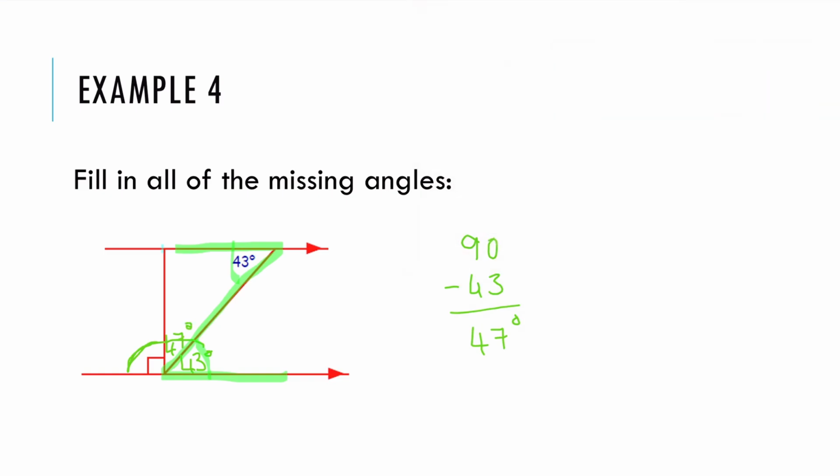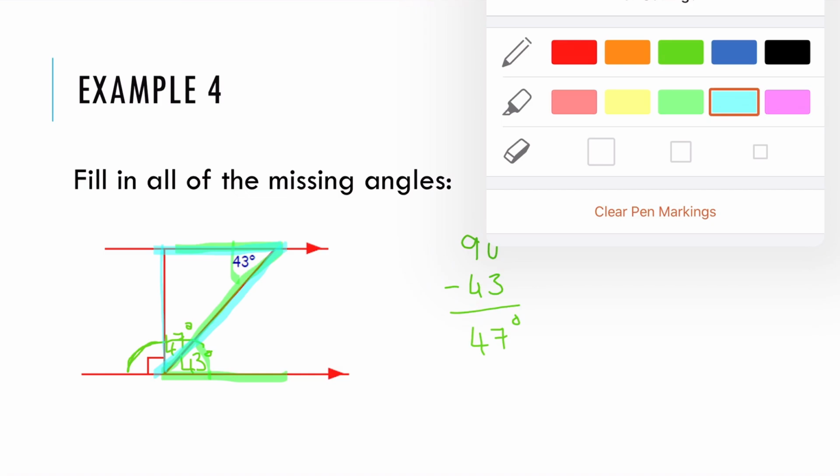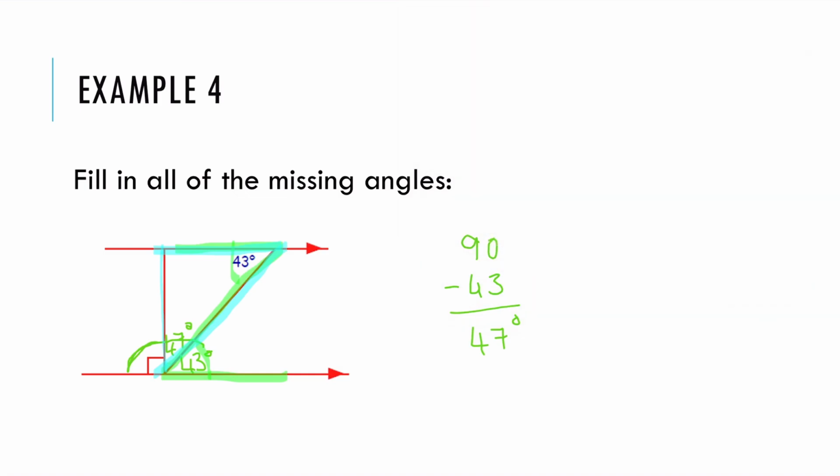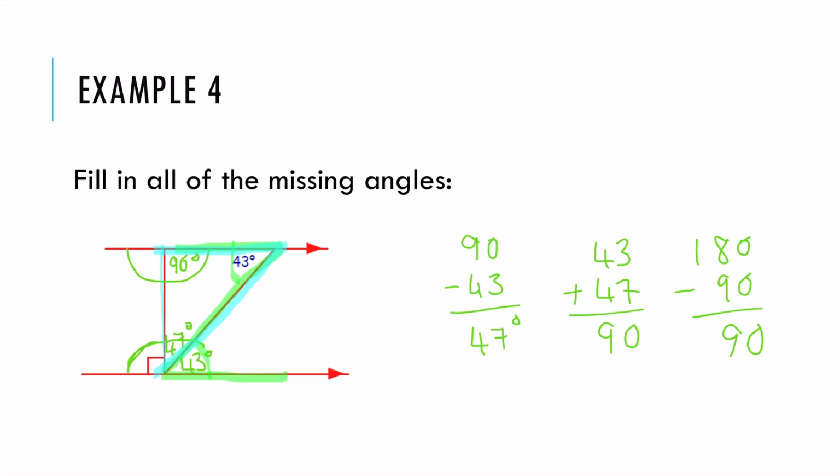Now I can see there is a triangle shape here. I'm going to add together what I've been given within that triangle and take it away from 180 because remember there's 180 degrees in a triangle. 43 plus 47 is 90. 180 minus 90 gives me 90. So up here is a right angle of 90 degrees. Since this is a straight line and one side is a right angle, the other side must also be a right angle, so it adds up to 180. And that is us finished. We've filled in every missing angle.